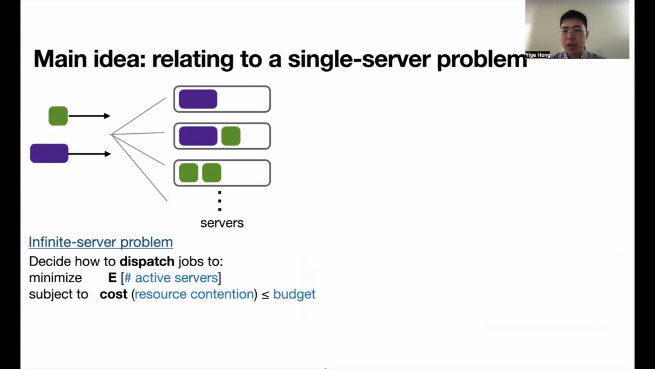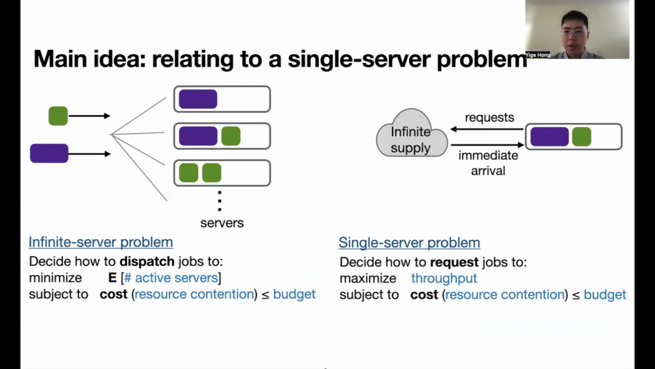To get our result, our main idea is to relate the original problem to a properly constructed single server problem, which will be much easier to solve. The single server problem solves for an optimal policy for requesting jobs on the server. Suppose the jobs can arrive immediately after the requests. Intuitively, such a policy captures the most efficient way that one can pack those time-varying jobs on the server under the budget constraint.